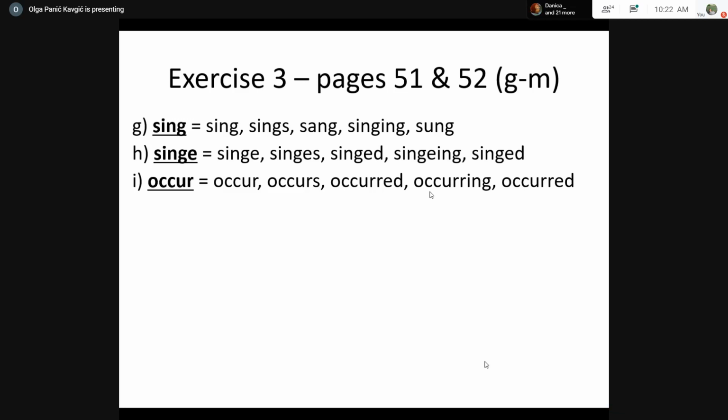Why? Once again, how do you pronounce permit? Is the stress on the first or on the second syllable? On the second, I think. On the second, yes. You don't say permit, which is another thing. It's a noun, permit, je dozvola. So you don't say permit, you say permit.